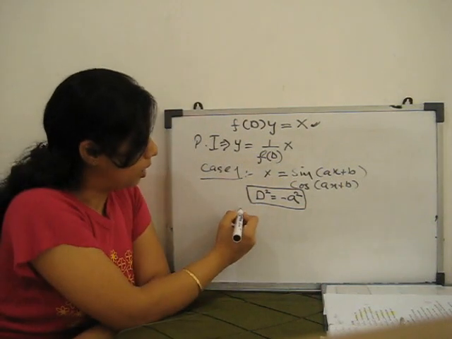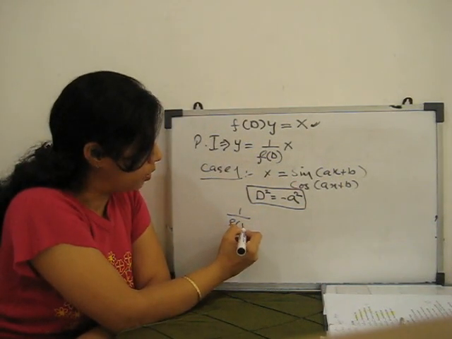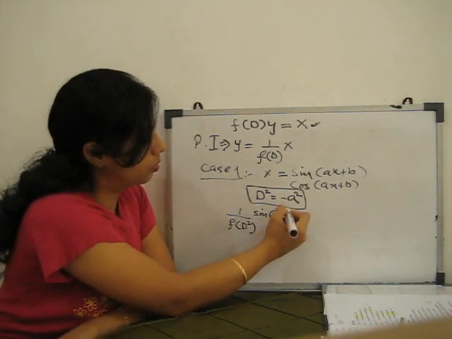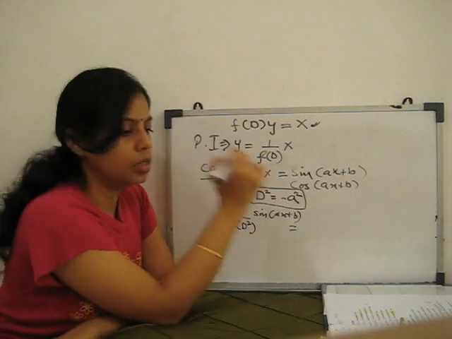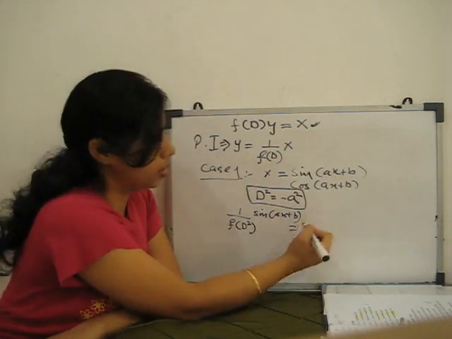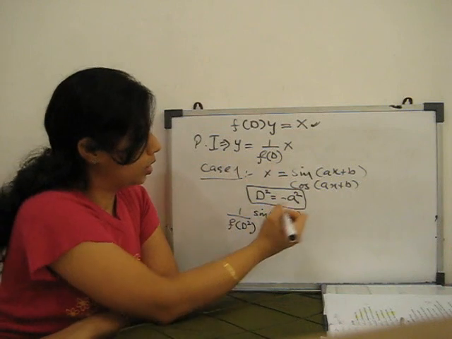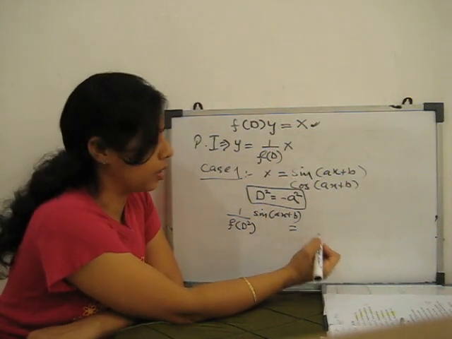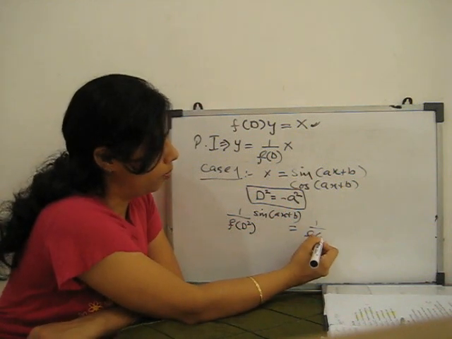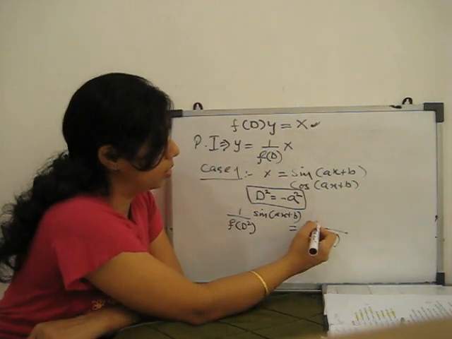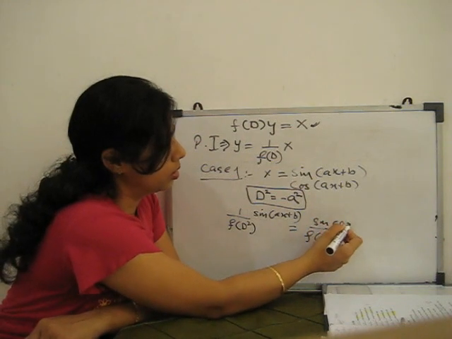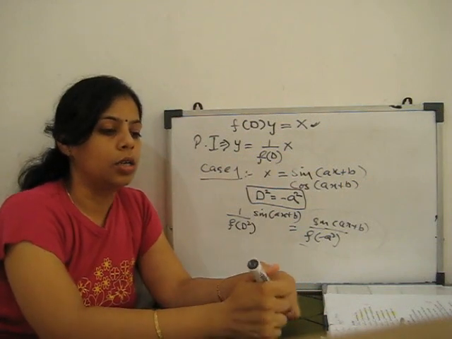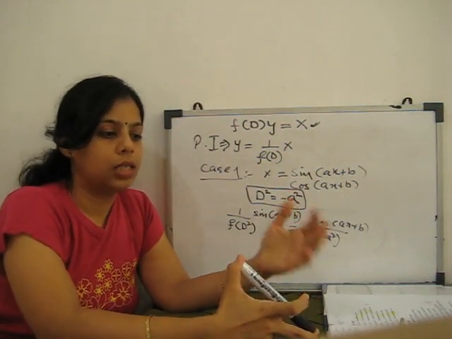So if our expression is 1 upon f of D square times sine of ax plus b, then this becomes 1 upon f with D square replaced by minus of a square. So our answer becomes 1 upon f of minus a square times sine of ax plus b. So this is our particular integral. Further on we can see how we replace.